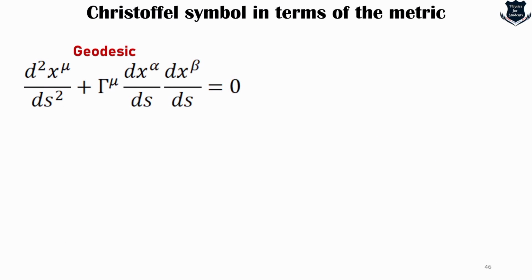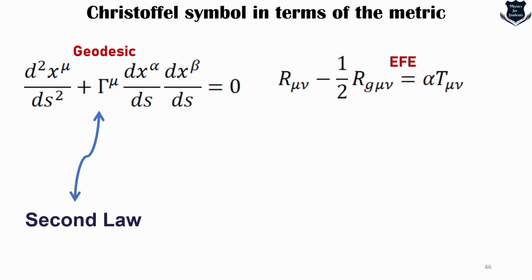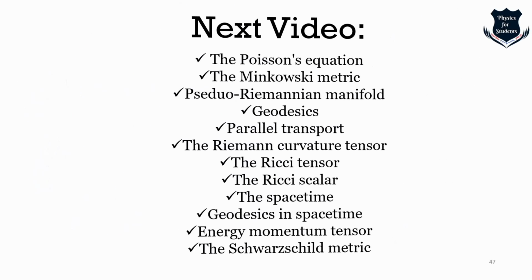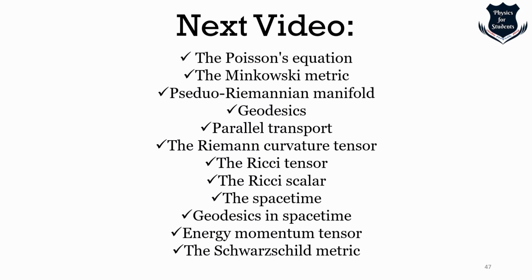Okay, so finally I just wanted to show you that the geodesic equation is basically Newton's second law, and the Einstein field equation is basically Poisson's equation, right? So now when we are talking of Poisson's equation, we need to look at how Poisson's equation actually reflects Einstein's field equation, and that is what is coming up in the next part of our video. We are going to look into Poisson's equation, Minkowski metric, pseudo-Riemannian manifold, geodesics, parallel transport, Riemann curvature tensor, Ricci tensor, Ricci scalar, space-time, energy-momentum tensor, and finally the Schwarzschild metric.